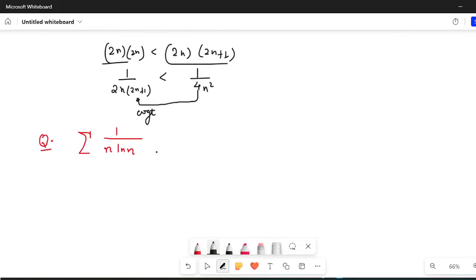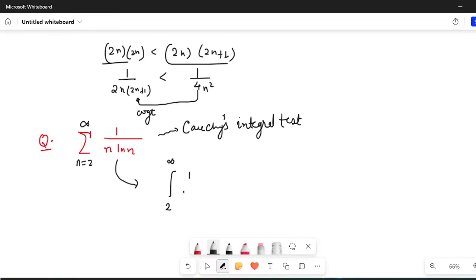For this question, I taught you yesterday also that you can apply something called Cauchy's integral test. All you have to do is change this particular summation into an integration. So instead, I will integrate from 2 to infinity 1 upon x ln x dx. And understand this is a decreasing sequence. That is something that I'm leaving to you as homework that you can see on your own.